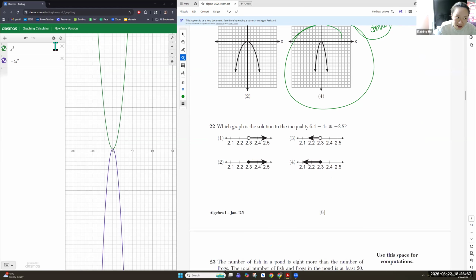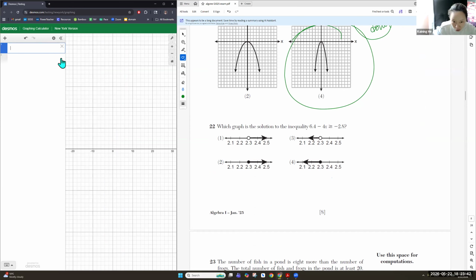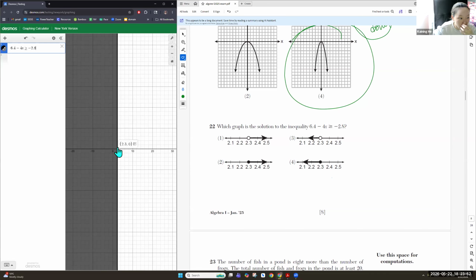This one, I'm going to show you this. If you want to solve it by hand, wonderful. But I'm not. I'm going to grab this and type it in: -4x greater than or equal to -2.8. So what is the answer? Parentheses 2.3 comma 0. So that is my cross point. But what is happening in here? This literally shades everything on the left side of the 2.3 with a solid dot that they give you.